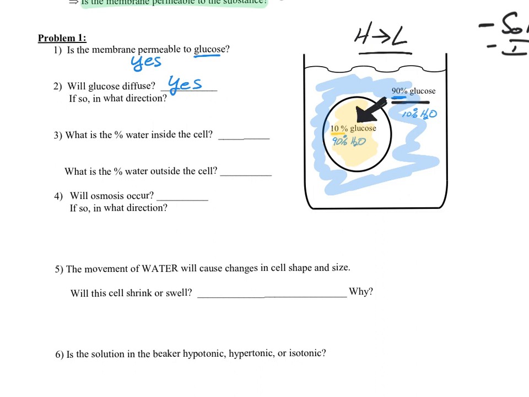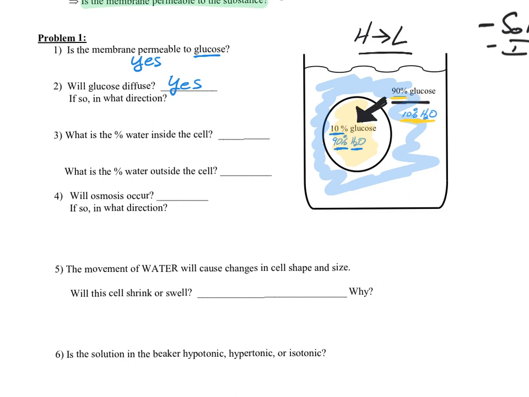Now, what is the percent water on the inside of the cell? 90% water. How do I know that? Because there was 10% glucose. There's 10% glucose inside, that means there's 90% water. The total has to equal 100. So if it's 10% glucose, it's 90% water. On the outside of the cell, if it's 90% glucose, it must be 10% water.